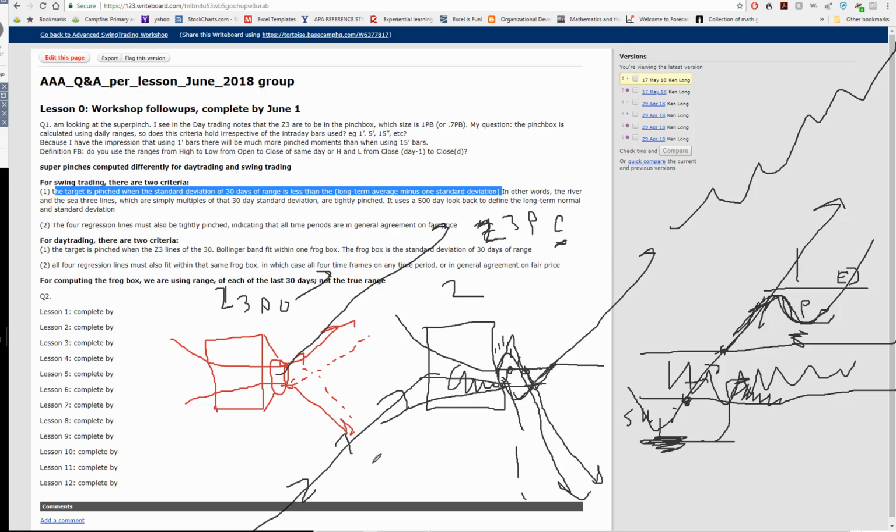They're computed slightly differently because of the different ways that we measure volatility between day trading and swing trading, because of the difference in price action, because of the gap. That's the biggest distinction. Okay?